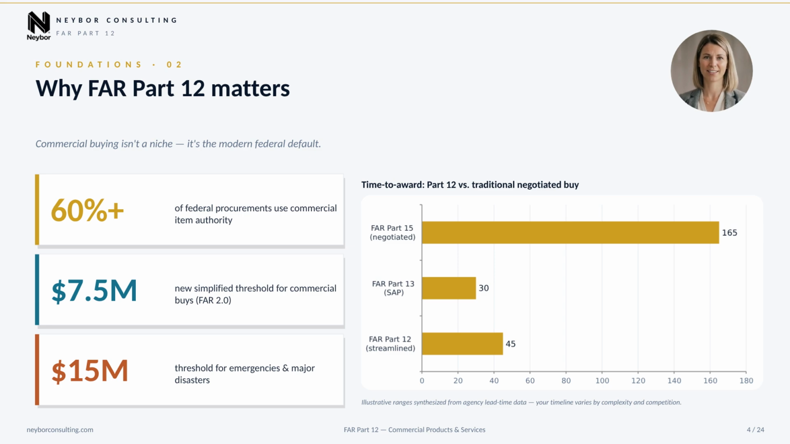Look at the chart on the right. A typical Part 12 award often closes in around 45 days. Compare that to a fully negotiated Part 15 procurement that can stretch past 5 months. Faster awards mean faster revenue for you and faster mission delivery for the agency. The government is incentivized to buy under Part 12, and you should be incentivized to learn it.